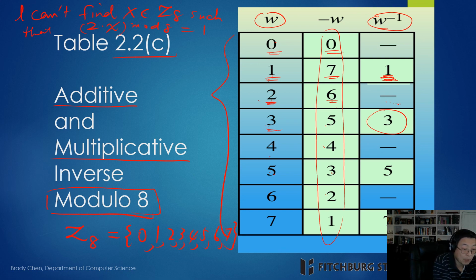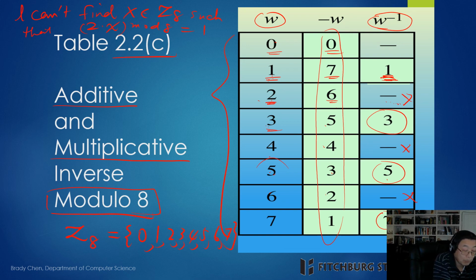Now 4 has no multiplicative inverse modulo 8. 6 has no multiplicative inverse modulo 8. Now 5 is the multiplicative inverse of 5 modulo 8. 7 is the multiplicative inverse of 7 modulo 8. Now this is actually a kind of accident, okay?